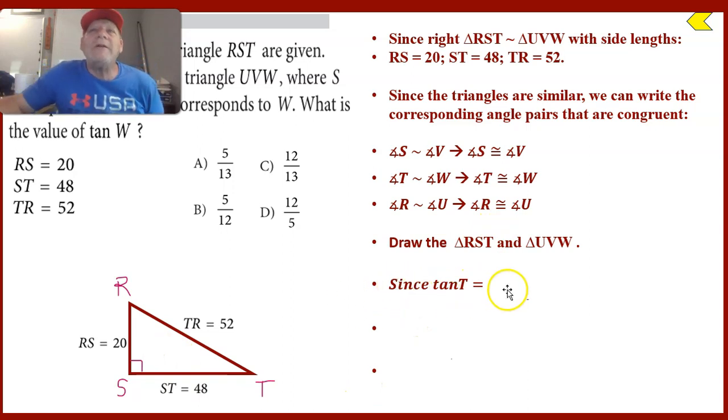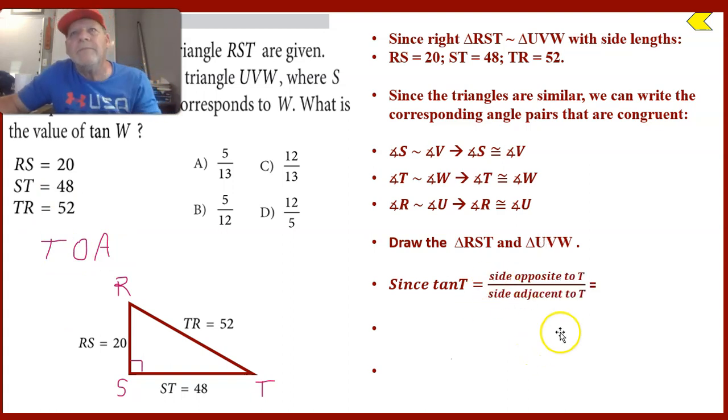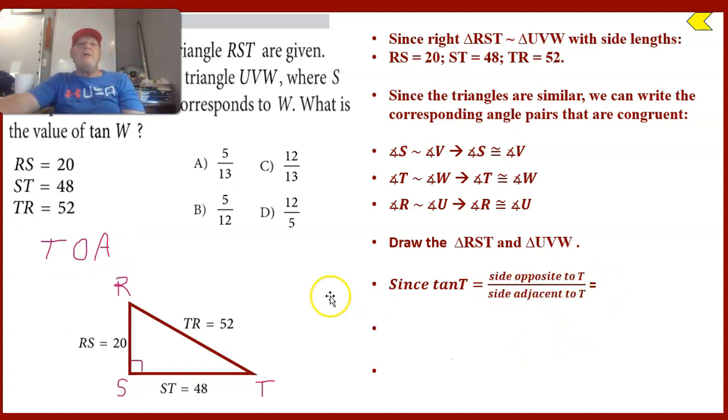So you got to remember what tangent means. So when I taught in the algebra classes, I always taught students to remember that the tangent was called TOA. Hopefully you were taught that. And that stands for tangent equals O is opposite over adjacent. So the side opposite of T, we want the tangent of T.